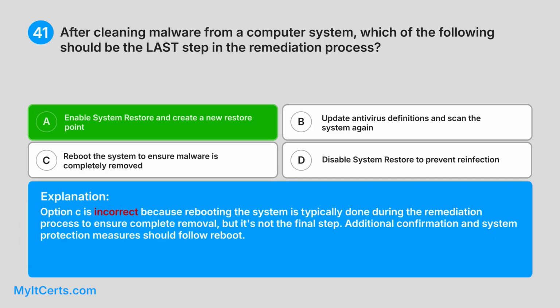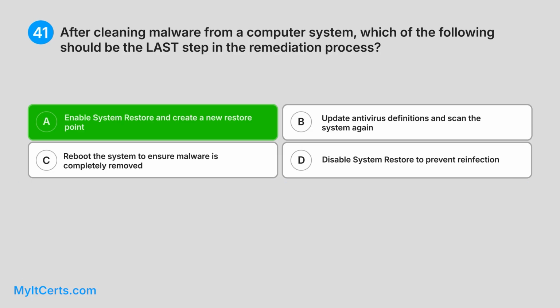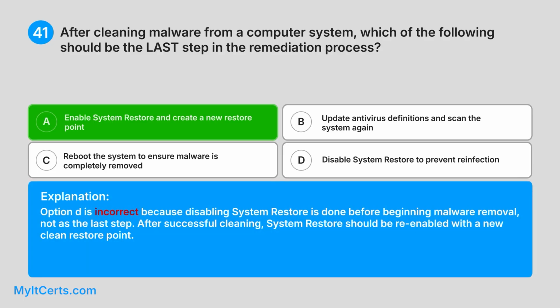Option C, reboot the system to ensure malware is completely removed, is incorrect because rebooting the system is typically done during the remediation process to ensure complete removal, but it's not the final step. Additional confirmation and system protection measures should follow reboot. Option D, disable system restore to prevent reinfection, is incorrect because disabling system restore is done before beginning malware removal, not as the last step. After successful cleaning, system restore should be re-enabled with a new clean restore point.